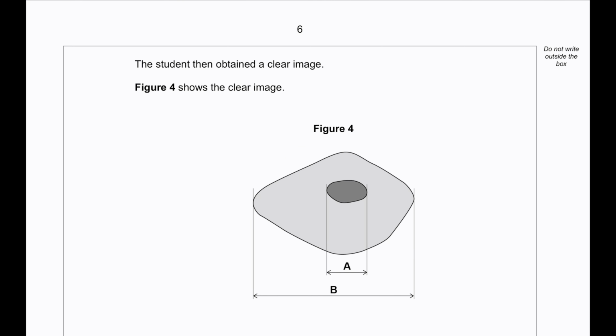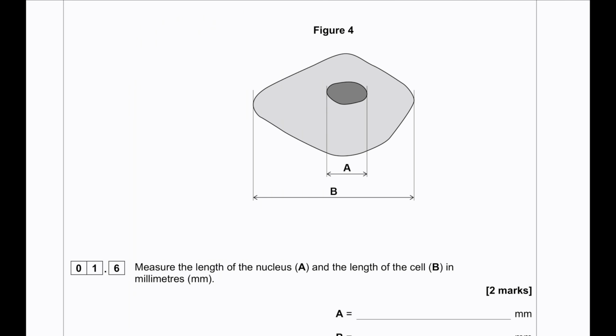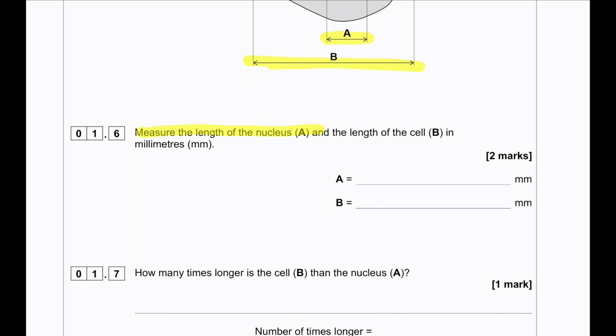The student then obtained a clear image. Figure 4 shows the clear image. We can see the clear image in figure 4 with section A containing the nucleus and B containing the entire cell. Measure the length of nucleus A and the length of cell B in millimeters.